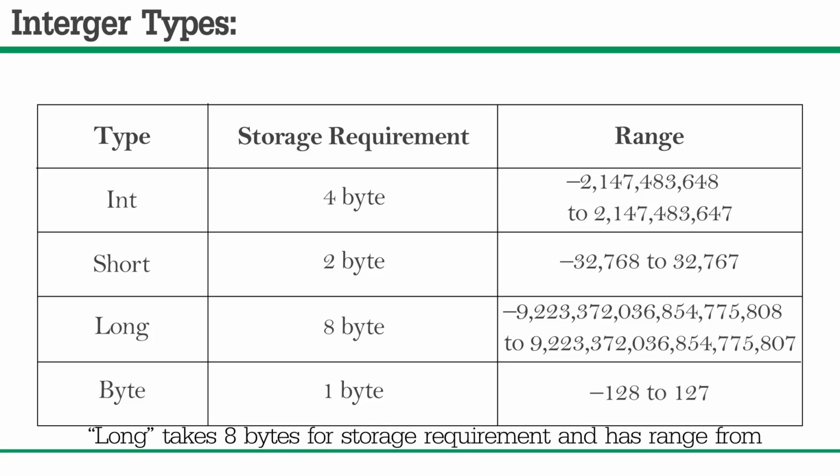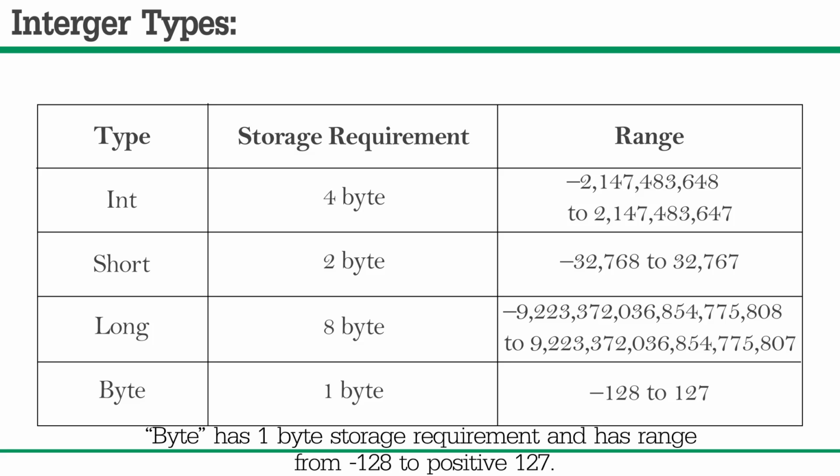32,767. Long takes 8 bytes for storage requirement and has range from minus 9,223,372,036,854,775,808 to positive 9,223,372,036,854,775,807. Byte has 1 byte storage requirement and has range from minus 128 to positive 127.